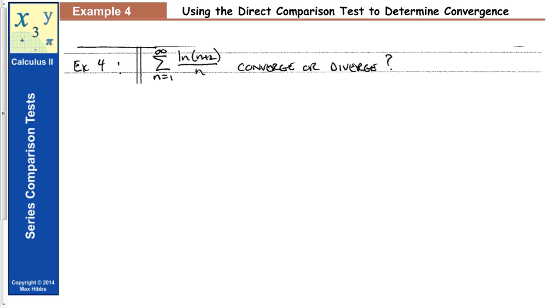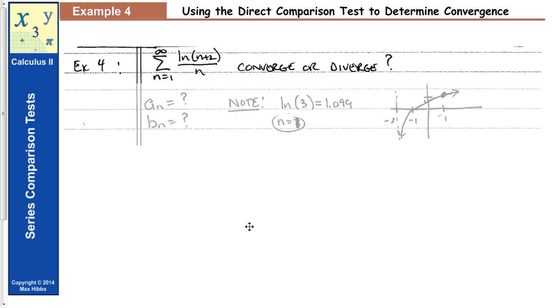Okay, here we want to know whether the sum of the natural log of n plus 2 over n converges or diverges. And we're going to try the direct comparison test. Let's see what we can do. And once again, there's a big question on how we choose a sub n and how we choose b sub n. Every time so far we've chosen a sub n to be the terms of the given series, but that may not always be the case.